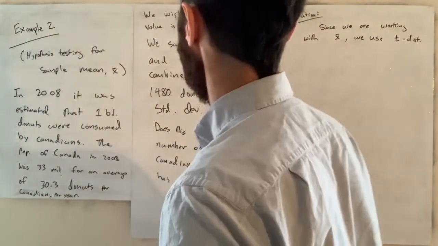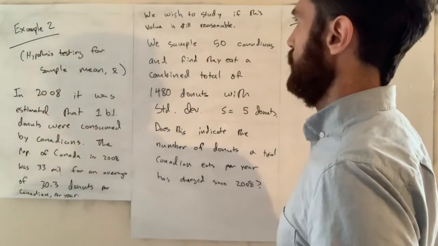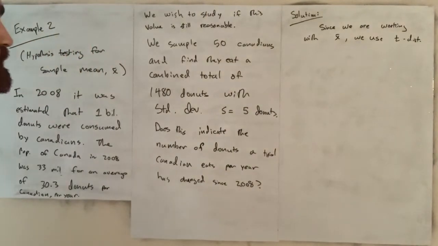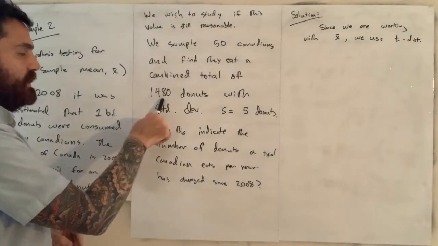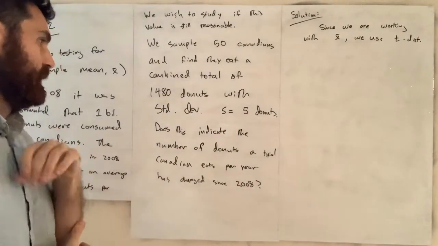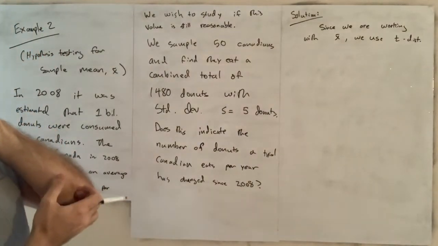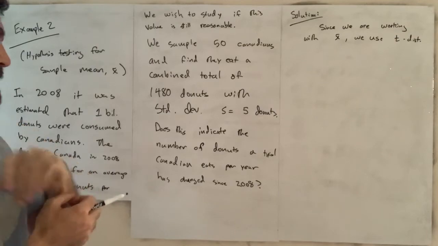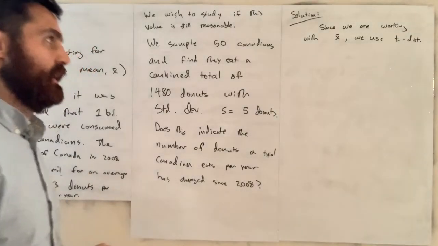Okay, we wish to study if this value is still reasonable. We sample 50 Canadians and we find that they eat a combined total of 1480 donuts with a standard deviation of 5 donuts. Does this indicate that the number of donuts a typical Canadian eats per year has changed since 2008?